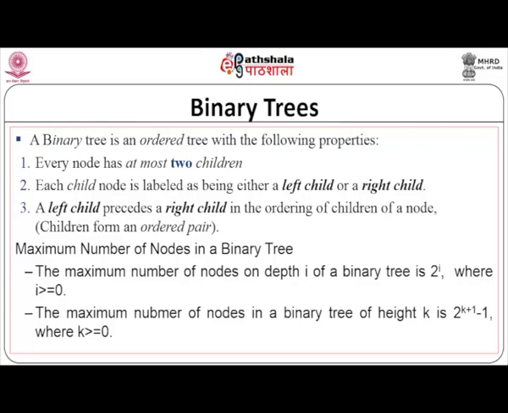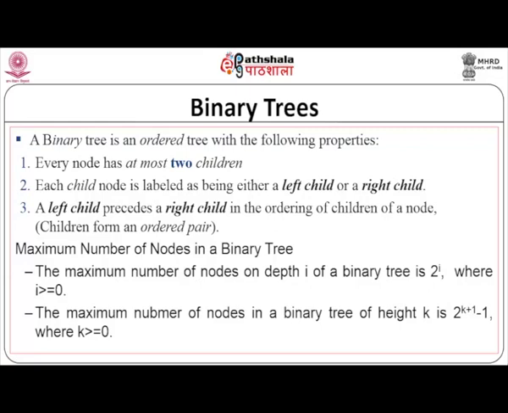Every node has at most 2 children. So, it can have 0 children, 1 child, but the maximum number of children it can have is 2. Each child node is labeled as either a left child or a right child. A parent can have only a left child, only a right child, both, or no child. A left child precedes a right child in the ordering of children of a node. This is what is different in a binary tree. The order is specific, so a binary tree with the order of the children different is a different binary tree. The children form an ordered pair, only 2 children.